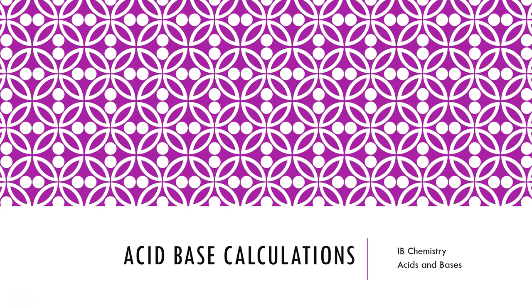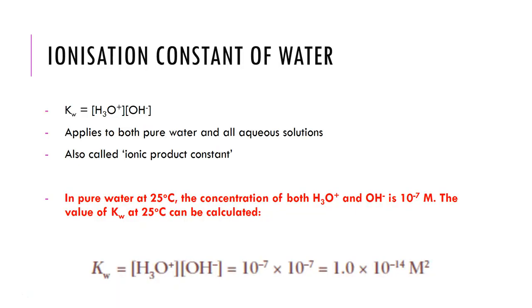So we've finally reached our mathematical part of acids and bases. We've been talking about pH and what it means in terms of relative concentrations, that each point on the pH scale is a 10 times difference in concentration. But now we're actually going to start looking at some of the calculations we need to do in order to be able to properly quantify the concentration of hydronium ions.